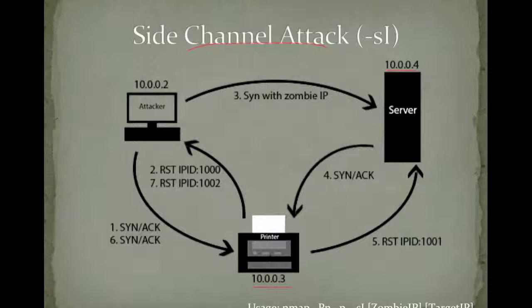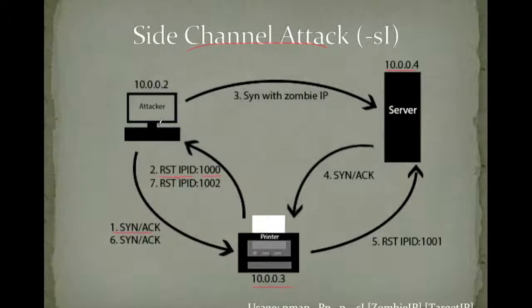After the attacker types this in, the attacker will first send a SYN ACK and try to establish a connection with the printer. The printer says, I don't want to talk to you, and sends a reset packet to stop the three-way connection. And this is why it's important: when the RST packet is sent, it carries an IP identifier of 1000. Pay attention to this. The attacker says, okay, I've got the IP identifier now, so I'll send a SYN with the zombie IP. This is the zombie IP right there.